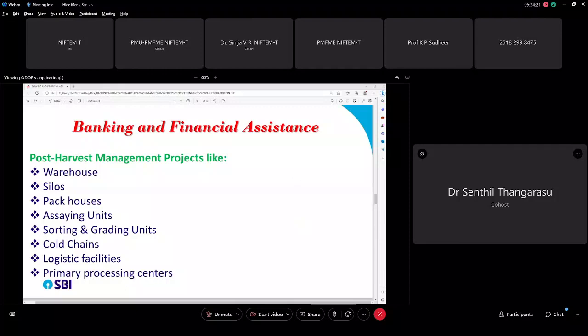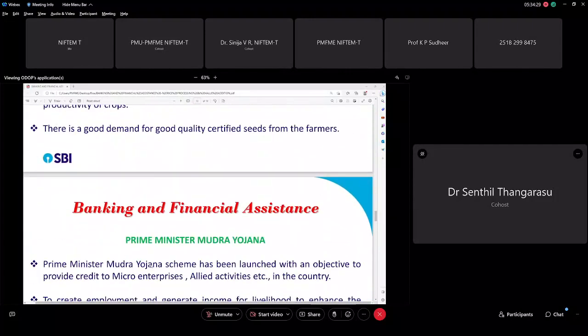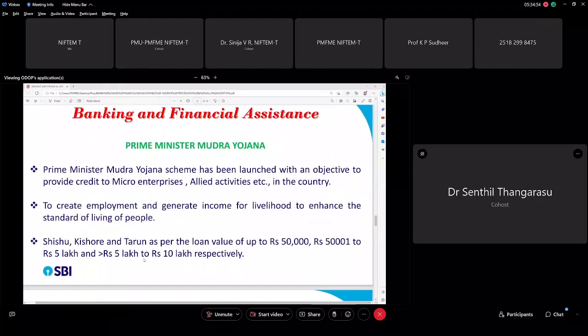Then this is one of the very famous schemes, Prime Minister Mudra Yojana. Under these schemes, the maximum loan amount is 10 lakhs. This is for micro enterprises and allied activities, up to 10 lakhs loan we can cover. These schemes are available in all banks, commercial and private banks, not only state banks. Under Mudra, the maximum loan is 10 lakhs, minimum is 50,000. Okay?